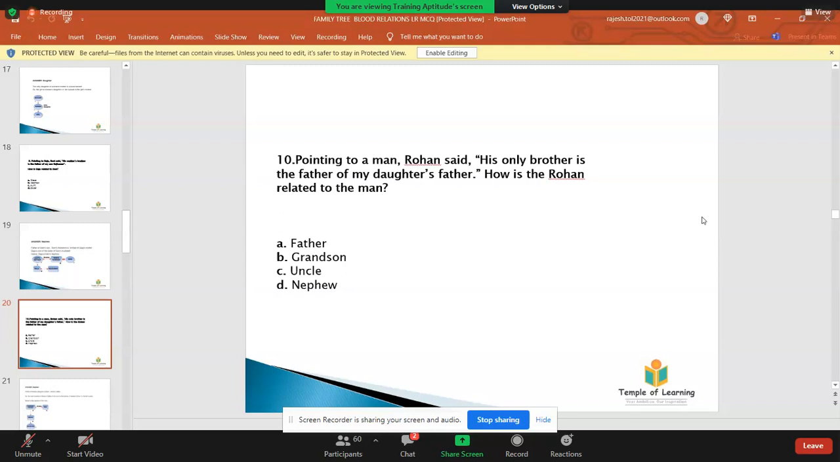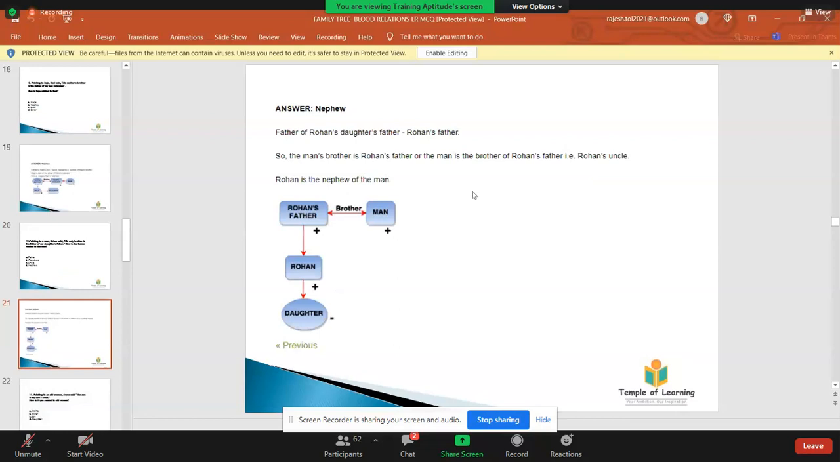Pointing to a man, Rohan said, "This man's only brother is the father of my daughter's father." The father of the daughter is himself. The father has his only brother. How is Rohan related to the man? Sir, the man is Rohan's uncle. So Rohan is the nephew. Correct.